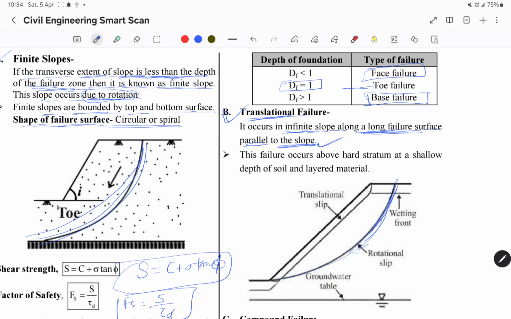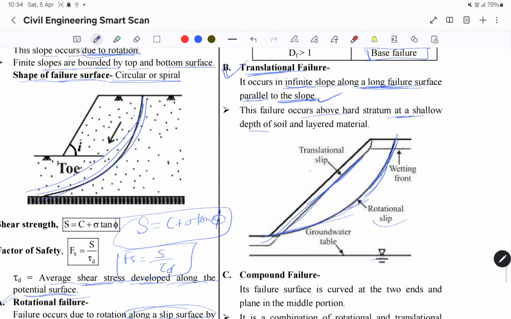Wetting front, ground water table, translation slip. This failure occurs when hard stratum is at a shallow depth of soil and layered material.